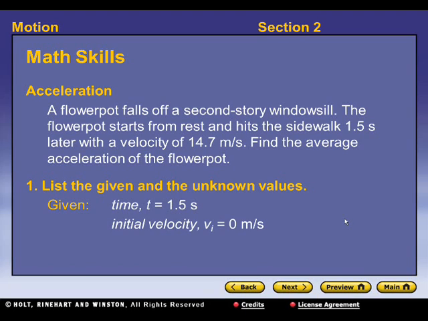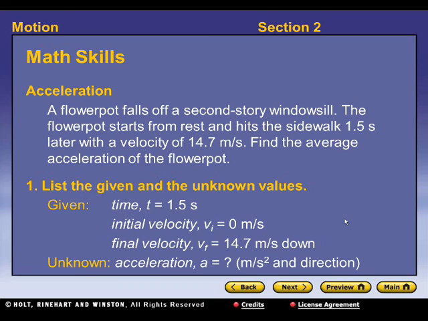So we're given that the time was 1.5 seconds. The initial velocity was 0 because it starts from rest there, which means it's starting from 0 meters per second. And then its final velocity, just as it impacts the ground, is 14.7 meters per second.